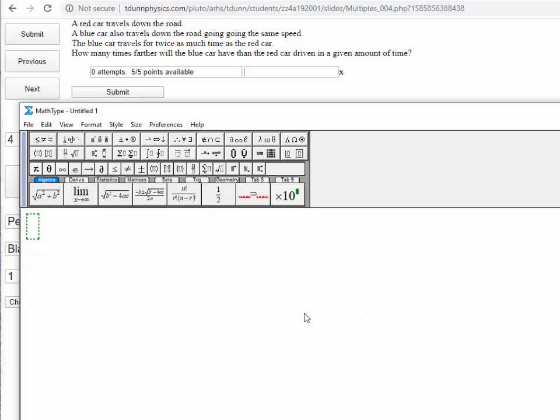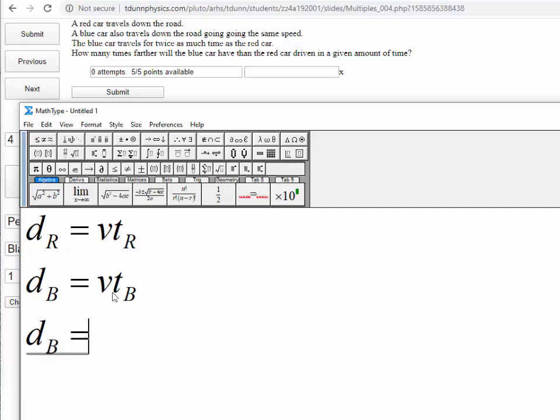So let's try this. The distance that the red car goes is going to be velocity or speed, and I'm not going to put a subscript on this because both cars are going the same speed. We don't need to distinguish between the two, times the time that the red car is going. The distance of the blue car is going to be equal to velocity, same velocity as the red car, times the time that the blue car has been traveling. Now its time is actually 3 times the time of the red car. So we can rewrite this as 3 v t r.